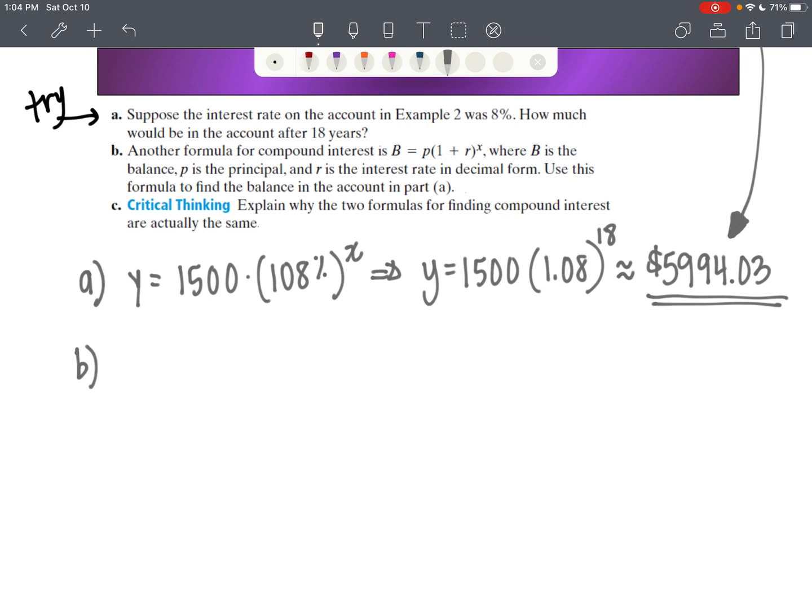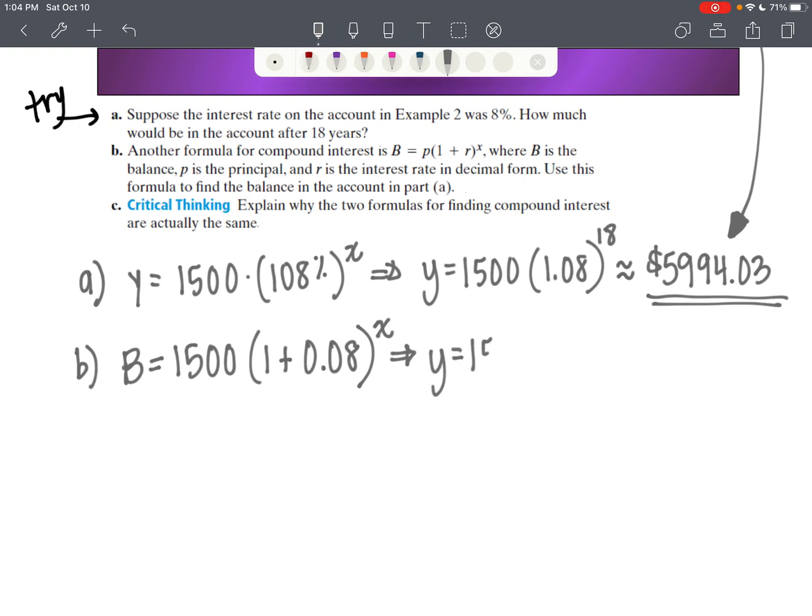Okay, B says another formula is your end balance. That's what B stands for. Your end balance is equal to your principal amount, which is 1,500, that's the initial investment, times 1 plus the interest rate as a decimal, and I think it was 8%, raised to the x power. And that's the same thing as y equals 1,500 times 1.08 raised to the 18th power. And you can see it's the same thing that we had before.